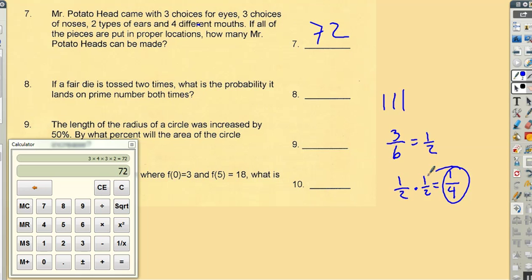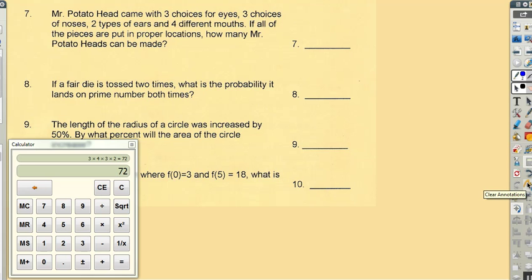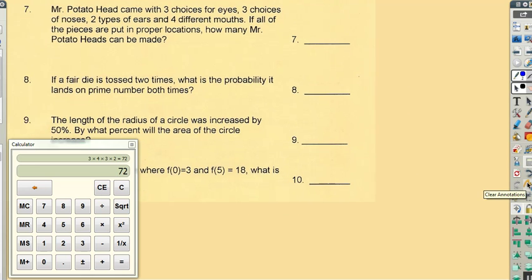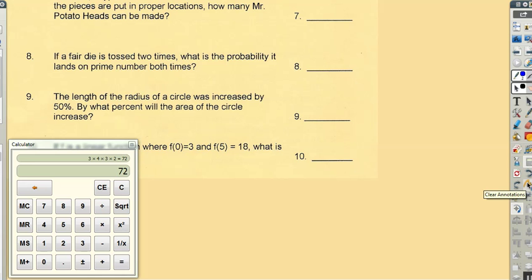All right, number 9. The length of a radius of a circle is increased by 50%. By what percent will the area of the circle be increased? Now, there are 2 ways to do this. One really quick, if you remember your 7th grade math. One is still pretty quick, but I'm going to pick a length.